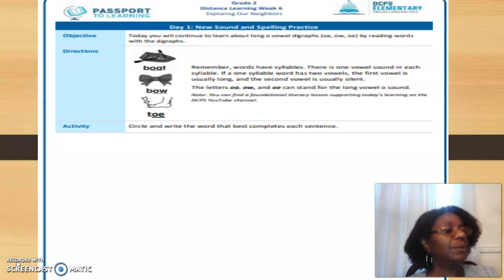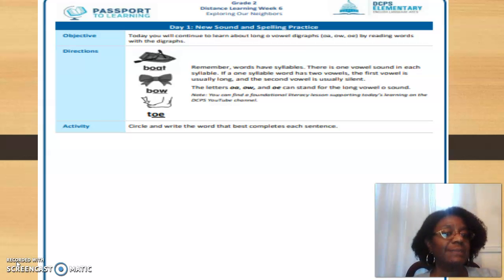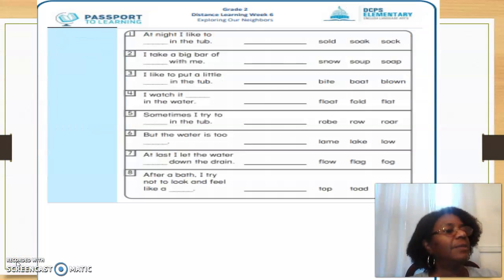So we're going to circle and write the word that best completes each sentence. So if you look at your very next page, there are 8 sentences. And the first one reads like this. At night, I like to blank in the tub. So your words are sold, soak, sock. Which one goes in the blank? Write it on the blank.